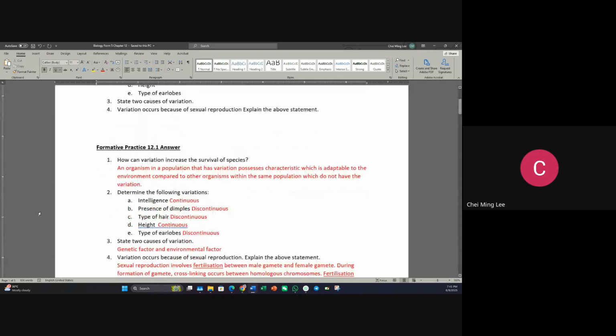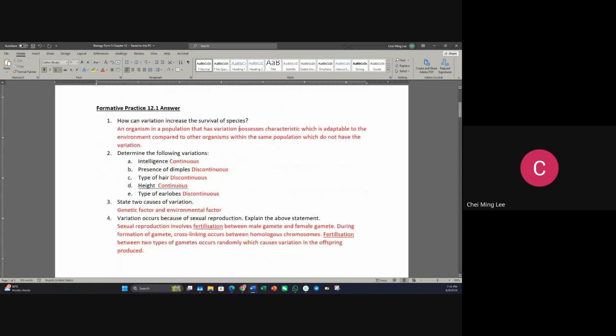Okay, so let's see the questions. How can a variation increase the survival of a species? An organism in a population with a variation possesses a characteristic which is adaptable to the environment, compared to other organisms within the same population which do not have the variation. For example, intelligence.